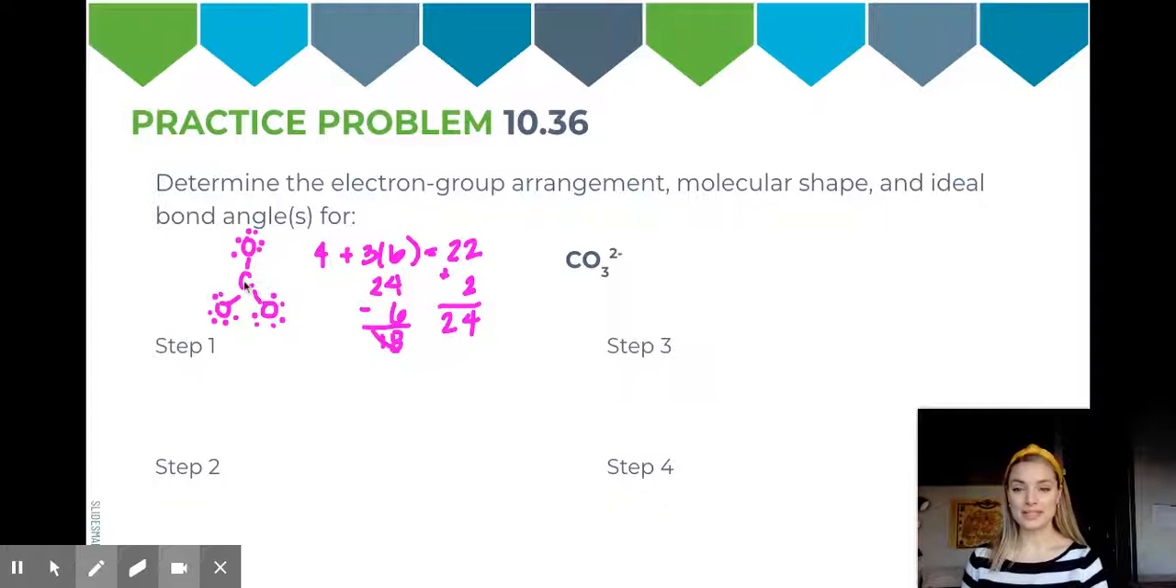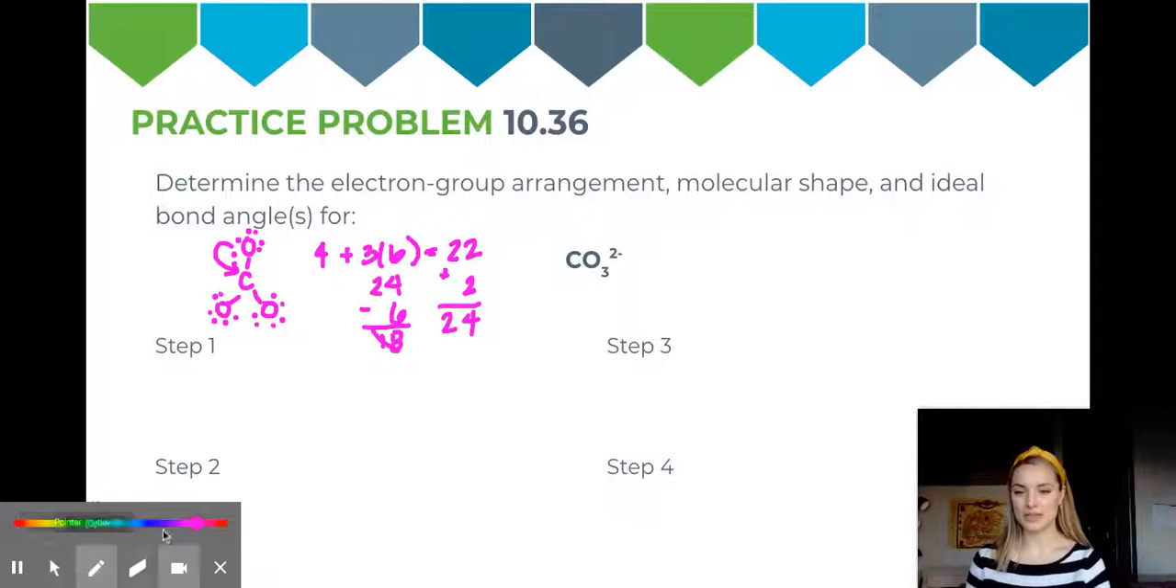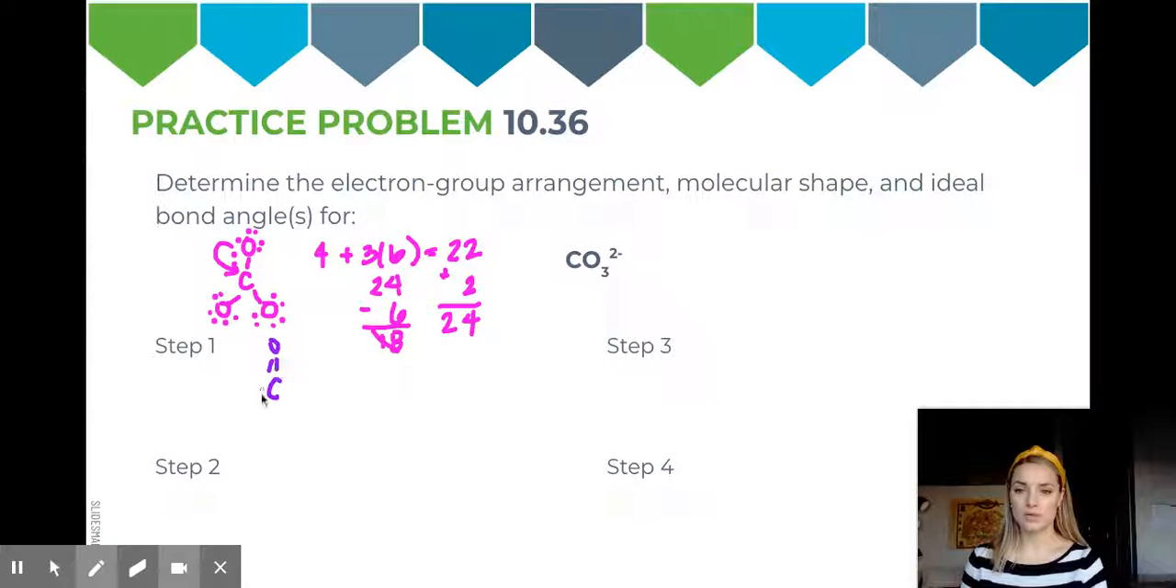However, when I look at carbon, I can see that carbon only has 2, 4, 6 valence electrons. It does not have an octet. And that means that I need to go to step 5. I'm going to take a lone pair from one of my oxygen and form a double bond, which is why I've left myself all this nice room down here. So my new Lewis structure is going to look like this. 1, 2, 3, 4, 2, 4, 2.